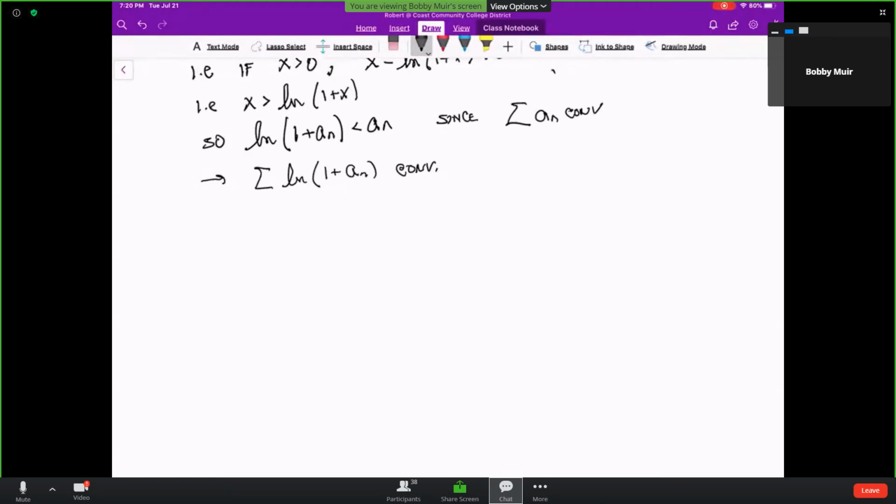Here's another one I got out of the book. Suppose that our a sub n converge, a sub n is positive. What about the sum of the sine of a sub n? Converge or diverge?